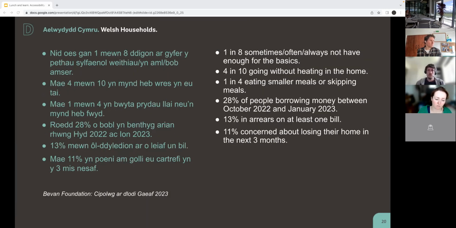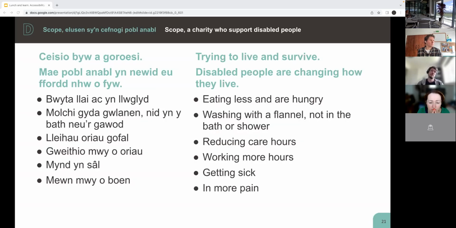Next slide, please. What that means is in Welsh households, 1 in 8 don't have enough for the basics. 4 in 10 are going out without heating. 1 in 4 are eating smaller meals, and 28% of people are borrowing money. 13% of people living in Wales today are in arrears on at least one of their household bills, and 11% are concerned about losing their home in the next 3 months. So that's more than 1 in 10 people concerned about having a home in the next 3 months in Wales today. Next slide, please.